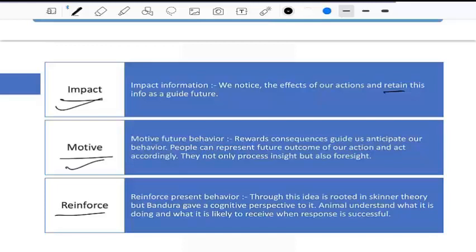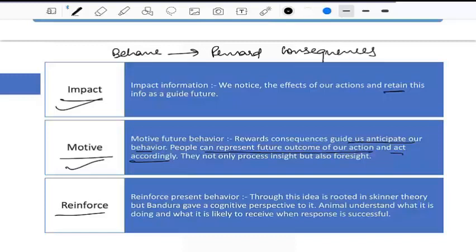And what is motive? Reward consequences guide us to anticipate our behavior. People can represent future outcomes of our action and act accordingly. जो भी आपके कॉन्सिक्वेंसेज होंगे वो आप एंटिसिपेट करेंगे और उस तरीके से आप बिहेव करेंगे कि अगर मैं इस तरीके से बिहेव करूंगा, if I behave in a certain way, then this can lead to reward consequences. So people can represent future outcomes of our action. आपने पहले ही फ्यूचर आउटकम देख लिया कि मैं ऐसे बिहेव करूंगा तो उससे मुझे रिवॉर्ड मिलेगा या अप्रेज करेंगे लोग, and you act accordingly. They not only process insight but also foresight.